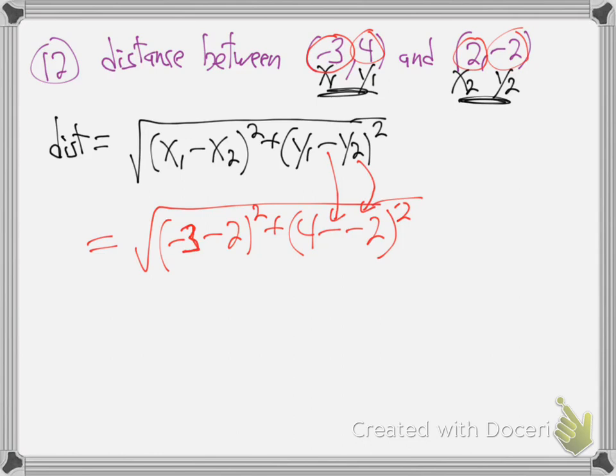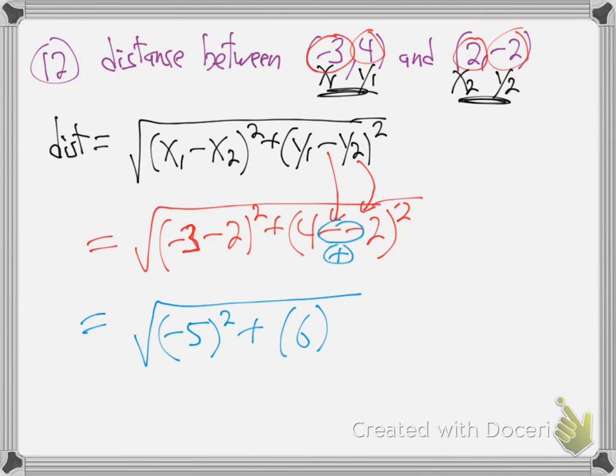And so what do we get then? We get, what's that, minus 5 squared, and plus, this is going to be 6, right, because the two negatives here make positive. 4 plus 2, 6 squared, so that's 25 plus 36. What is that? 50, square root of 61. And so there we go.